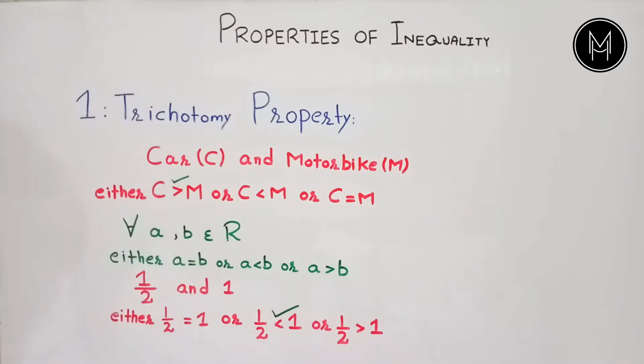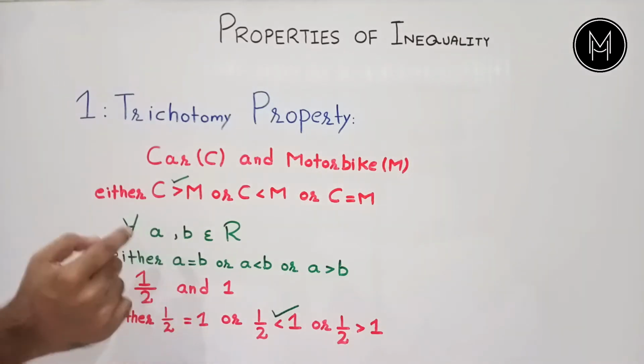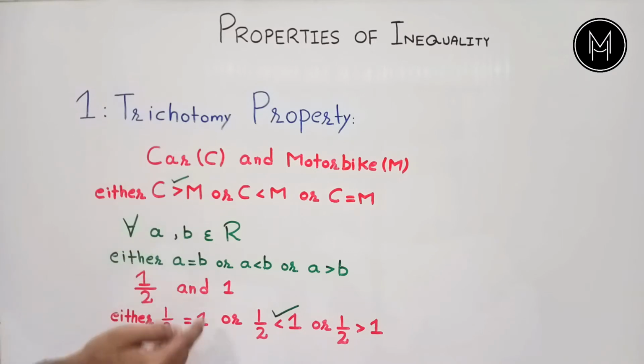For example, let's say we have two real numbers 1/2 and 1. According to this property, either 1/2 is equal to 1, or 1/2 is less than 1, or 1/2 is greater than 1. And we know that 1/2 is less than 1. So this is the trichotomy property, the very first property of inequality.